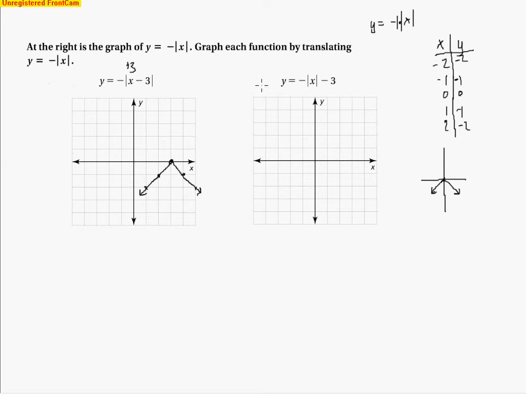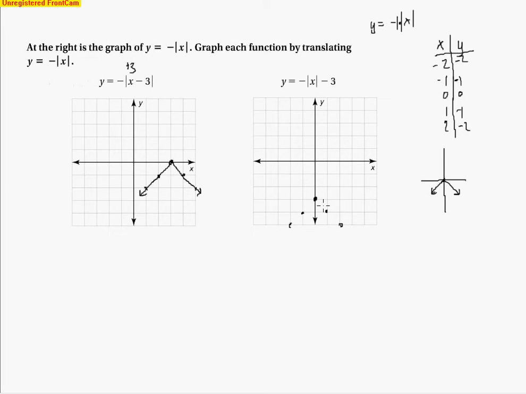And so taking a look at this one, here we are starting down at negative 3 on the y-axis, because we're taking 3 away from the absolute value, and then it does the same thing where it heads down, opens down because of that negative sign on the outside of the absolute value bars. Well, let's take a look at the next one.